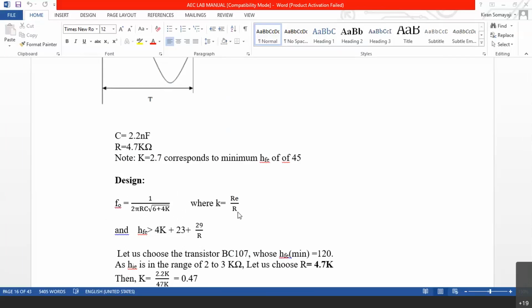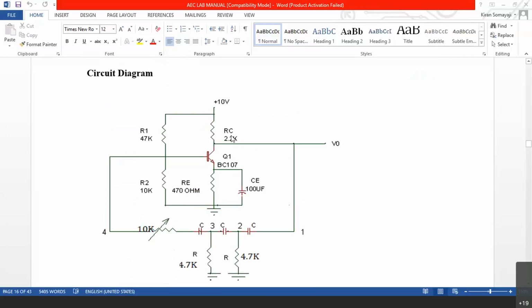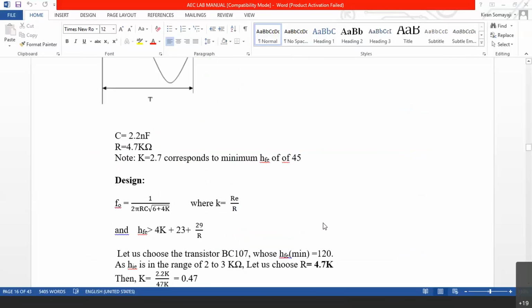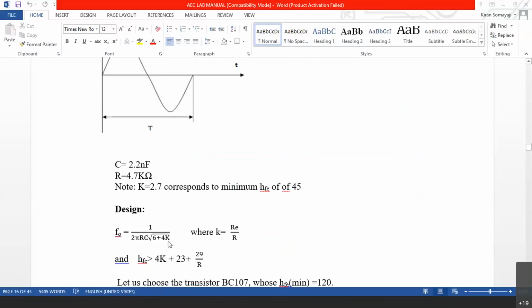This is again a typo mistake here. K is RC by R. That means you have a resistance at the collector, 2.2K, and you have a resistance at the bottom, 4.7K. That ratio is called K. I am not going to go into the details of this ratio in this lab class because it is meant for the theory class only. So we have this value K, and when we substitute it here, 6 plus 4K, the square root of that, into 2 pi RC, 1 over that is going to be the output frequency.